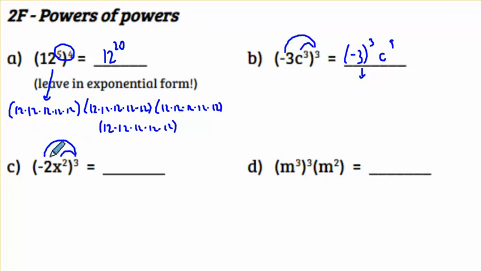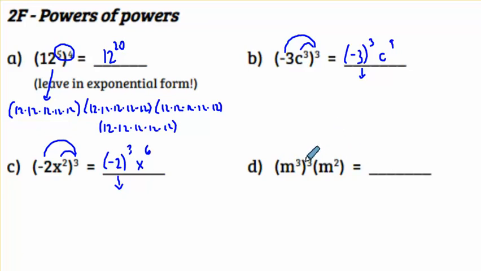For c, we're going to use this rainbow little diagram here, and it's very similar to the last one. We are raising negative 2 to the third power, and x squared to the third power, we multiply those exponents, and so we'll get x to the sixth. And again, I'm going to let you do this part and tell me what is negative 2 raised to the third power.